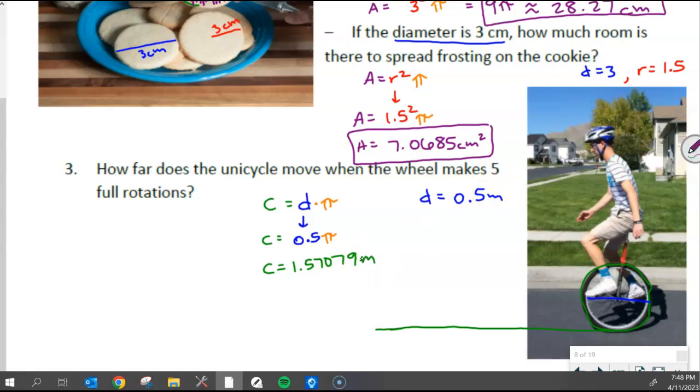But again, I haven't quite answered the question yet. How far does a unicycle move when the wheel makes 5 full rotations? That means this is how much it's gone around going 1 time. But we need to do that how many more times? 5 times. So I'm going to take that circumference and multiply it by 5 so that I can get how far it has traveled. In our calculators, we're going to multiply that by 5, and that means that the distance we have traveled when the unicycle has gone around 5 full times is about 7.8 meters.